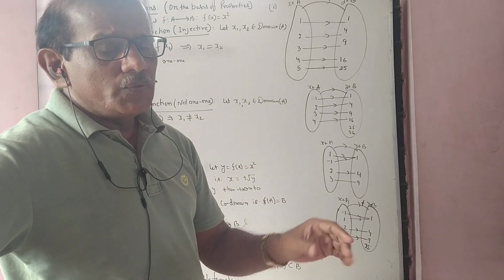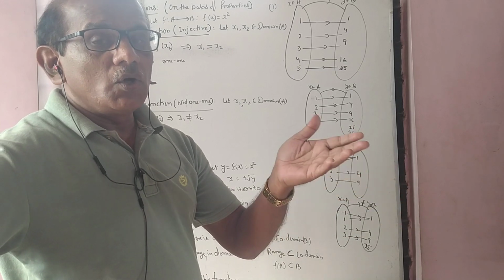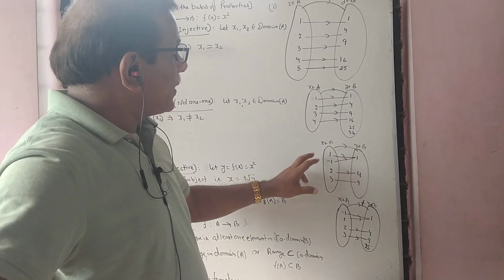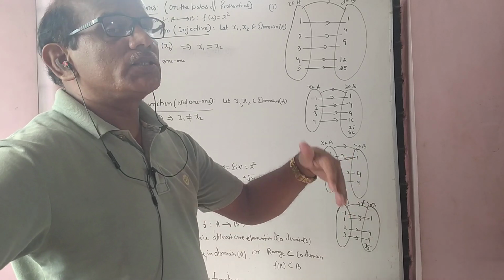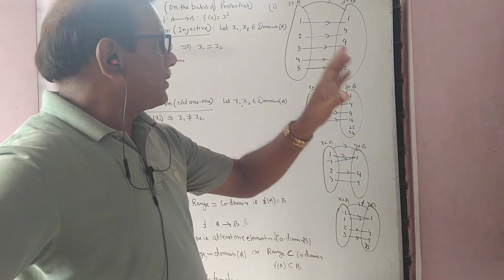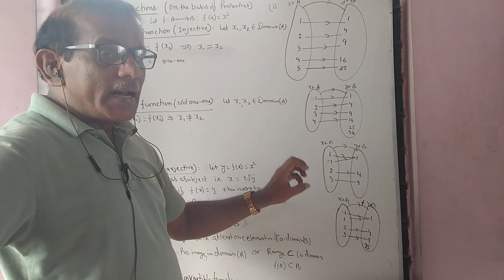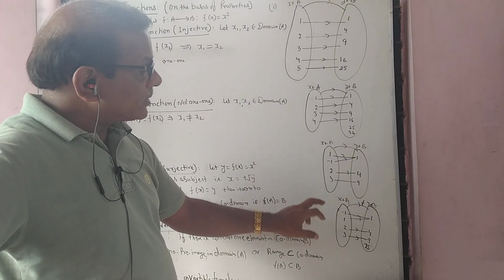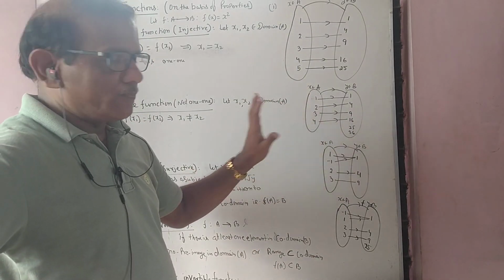The functions which do not satisfy the condition of 1-1 are not 1-1; the functions not satisfying the condition of 1-1 are said to be many one functions. So the last two are not 1-1, that's why these two functions are said to be many one functions, and the first two are said to be 1-1 functions.